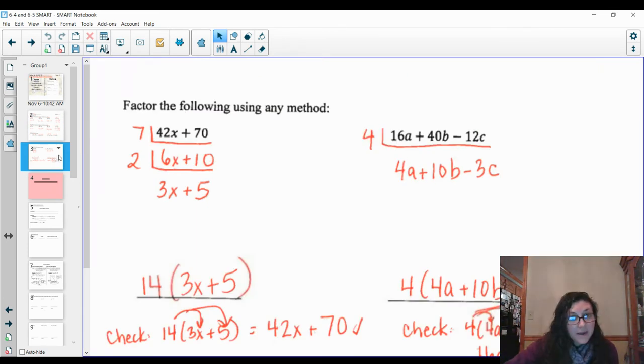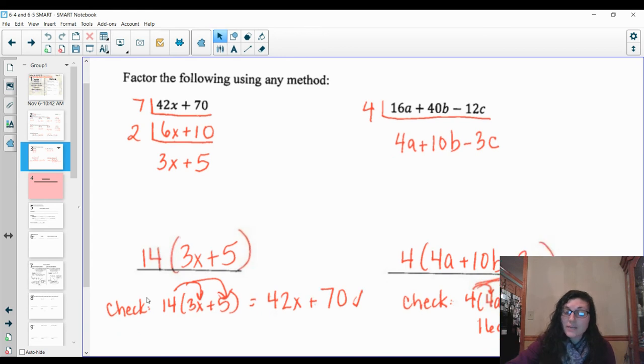Now, this is the ladder method. This is very important, so take your time. If you had different work than me, if you just took out 14 from the start, that's absolutely fine. If you chose to start with taking out 2 and then taking out 7, that's fine. Or if you did it just like me, that's great. All that's important here is that you are matching my answer. Okay, so your answer should have been 14 and then parentheses 3x plus 5.